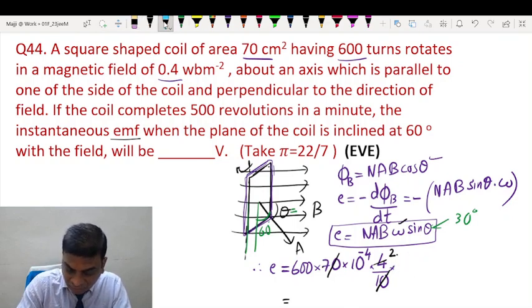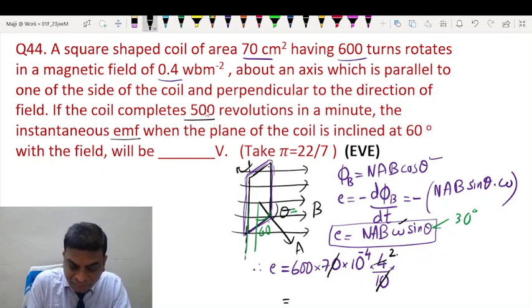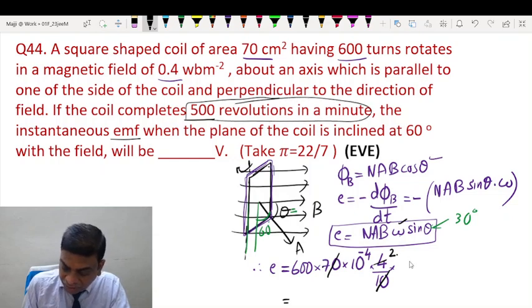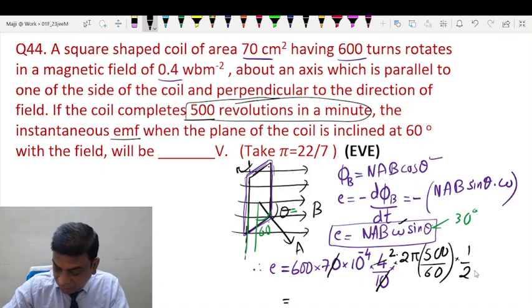First let us write the value of omega here. Omega is 2 pi f. The coil executes 500 revolutions in 1 minute. So omega will be 2 pi into frequency. Frequency is 500 revolutions per minute, so upon 60 seconds, into sine 30 degrees, half.